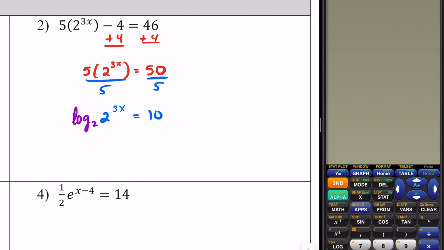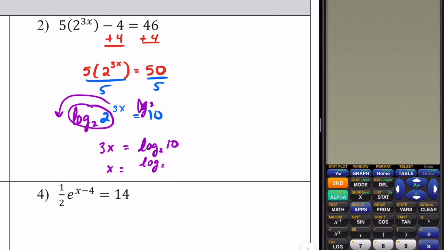Now over here, this is just 3x. Log base 2 of 2 is 1, so that 3x pops out front. We've done this a number of times. So 3x equals log base 2 of 10. And so x is divided by 3. Log base 2 of 10 over 3, or 1/3 of the log base 2 of 10. Okay, this might be something they might write it as in the AP classroom, a little bit more formal.